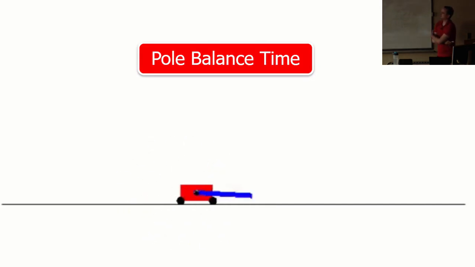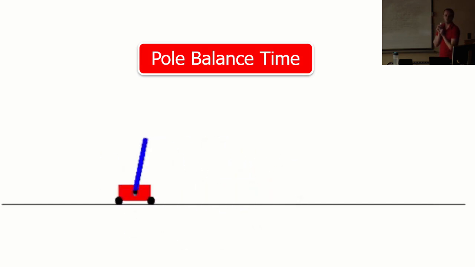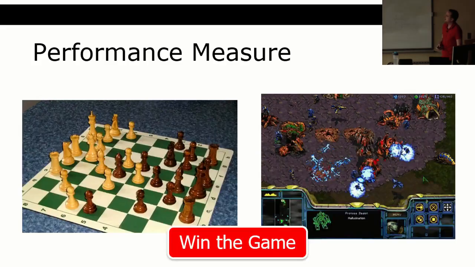In this pole balancing problem that we saw earlier, the performance measure is how long did the pole stay upright. Pretty simple performance measure, and we're trying to maximize that. And for some games, the performance measure is going to be really simple, which is just win the game. That's all you've got to do, is win the game. And so for a game of chess, that's really what you're doing, is winning.